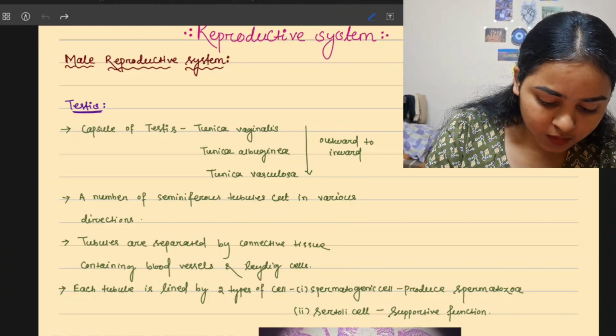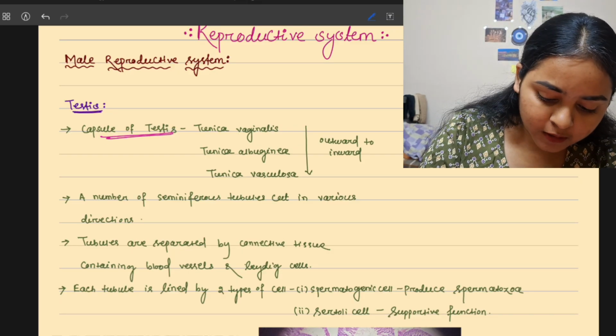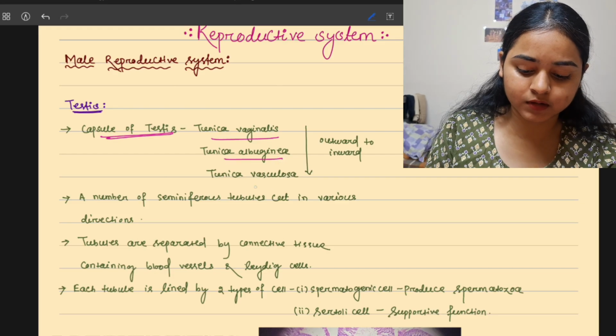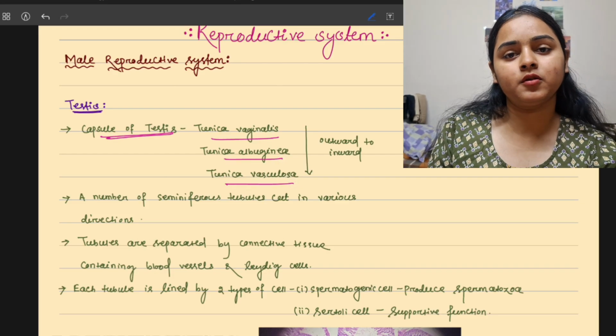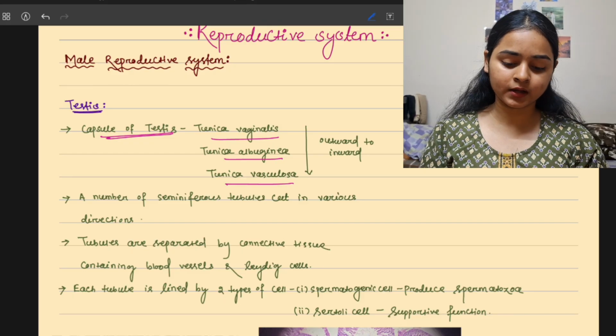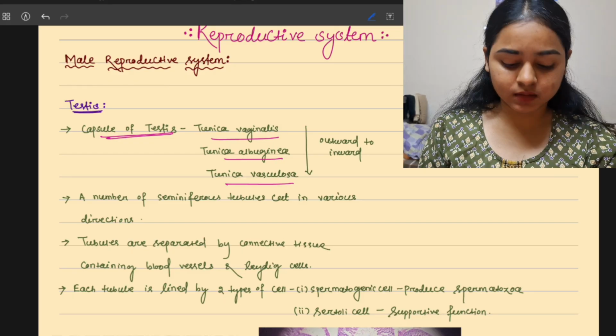So, what is the capsule of testis? It consists of 3 layers. From outward to inward, it is tunica vaginalis, tunica albuginea, and tunica vasculosa. So you have to remember it in an outward to inward or inward to outward manner, whichever you like. So the capsule of testis consists of 3 layers.